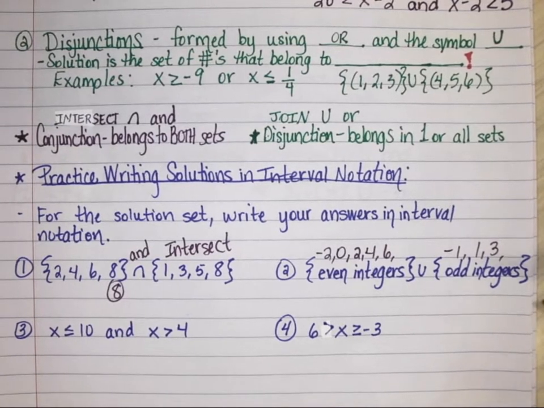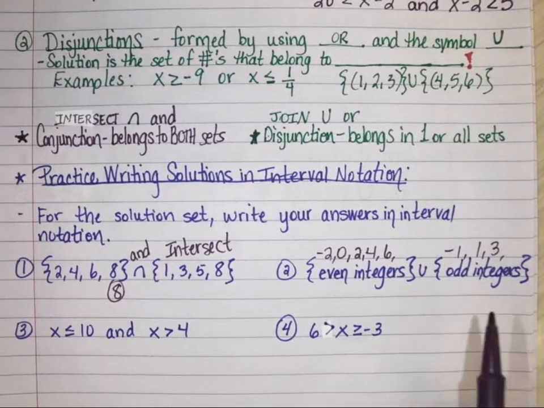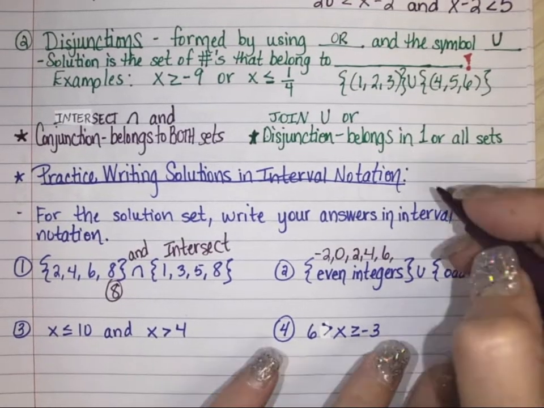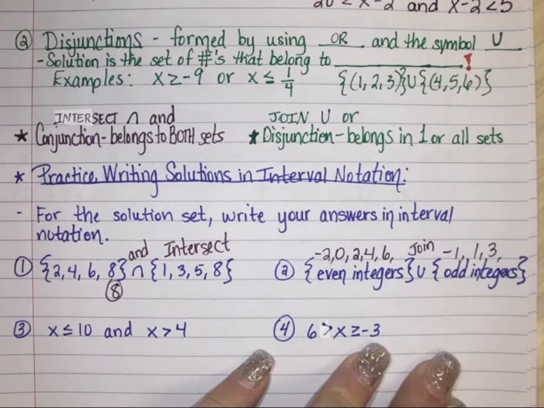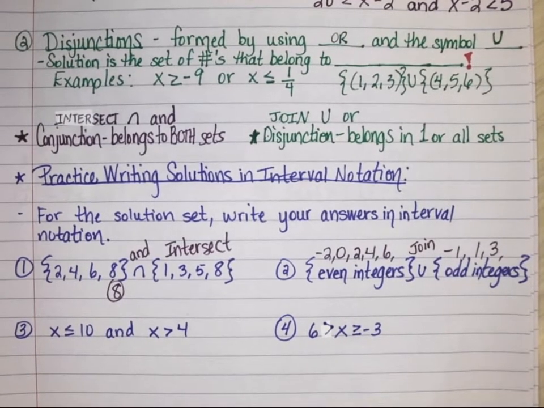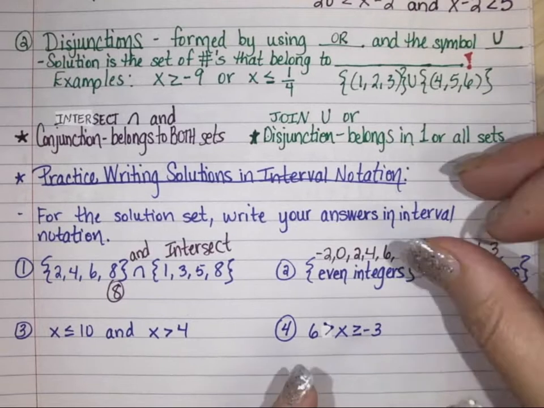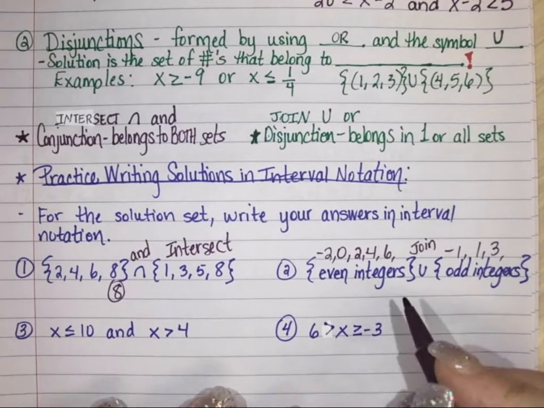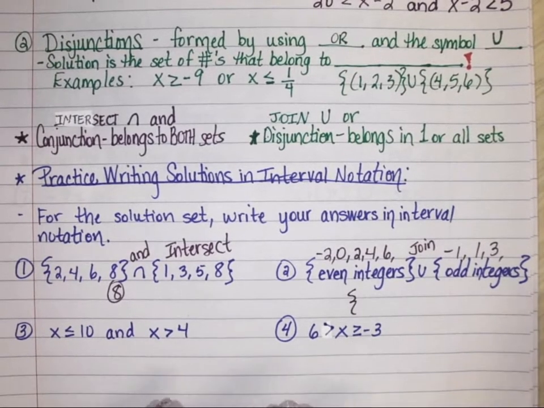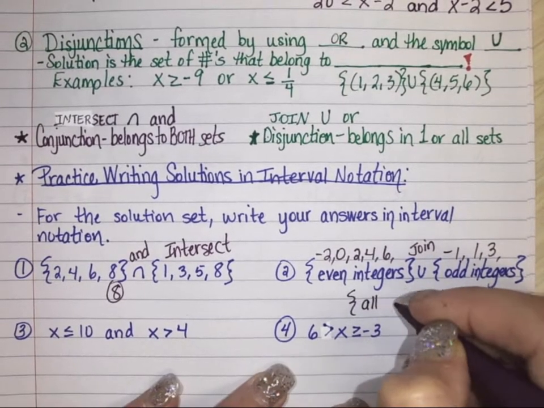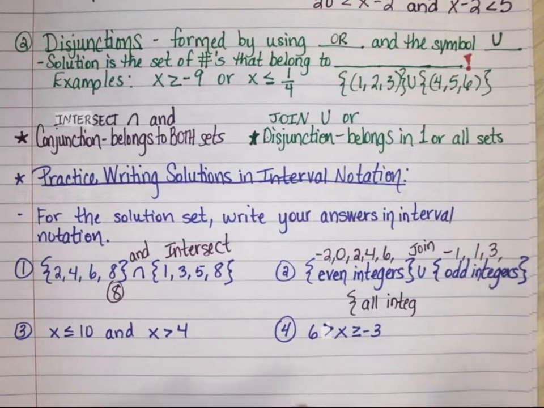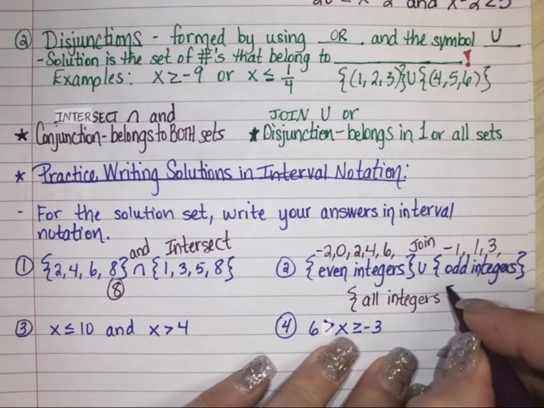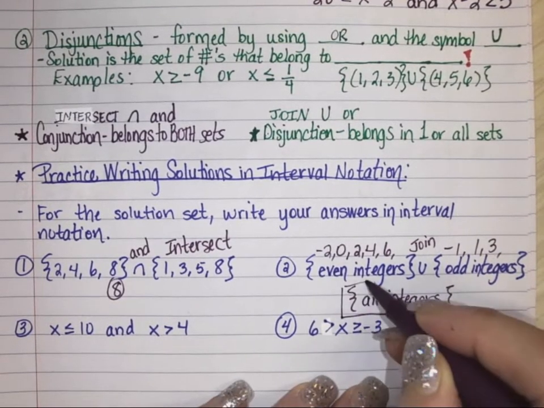If we are joining, that's what this is. Notice you're taking all the even integers, and this means that we are going to join them together with the odd integers. So you're finding out what numbers would belong in either set. Your final answer is all integers. If you take the even integers and you marry them or join them to the odd integers, then you get all integers.